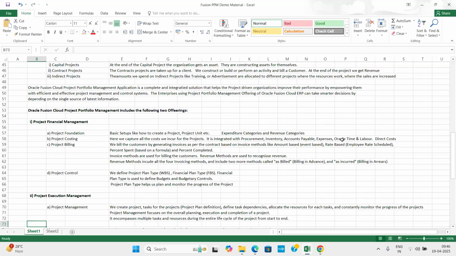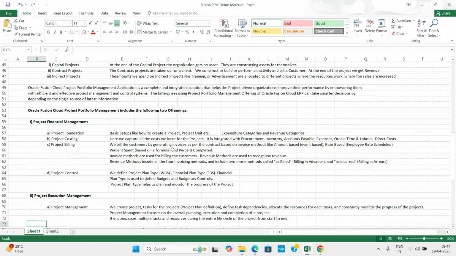The project billing application, on the other hand, is where we raise the invoices. We bill the customers by generating invoices as per the contract, based on invoice methods. In EBS we called them agreements; now we call them contracts here. We have a contract between us and the customer: when I'm going to bill, what work I'm going to do, how much advance he is going to pay me, and what work I'm going to do every month. So you also have the billing schedule. That's called revenue.